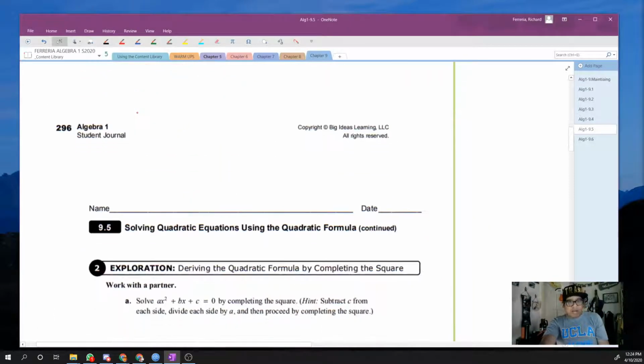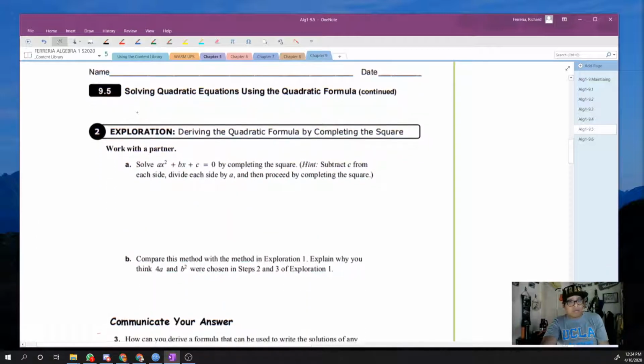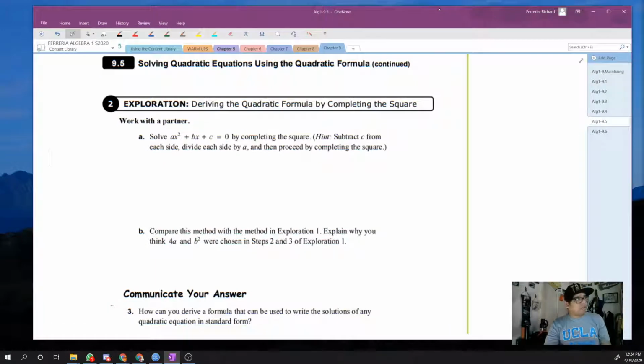Now this is the way that I learned how to come up with the quadratic formula, and that's by completing the square. So what do we do when we complete the square? Well, there are a couple hints here, but I'll just tell you what I did.